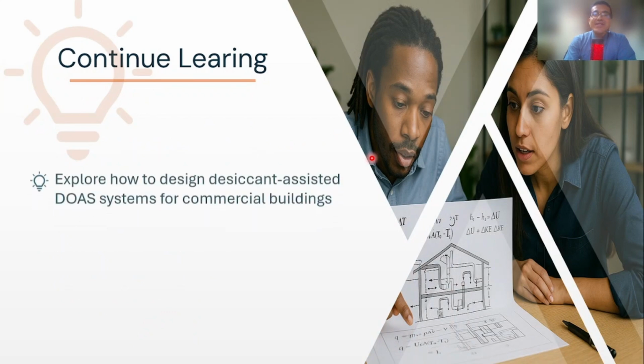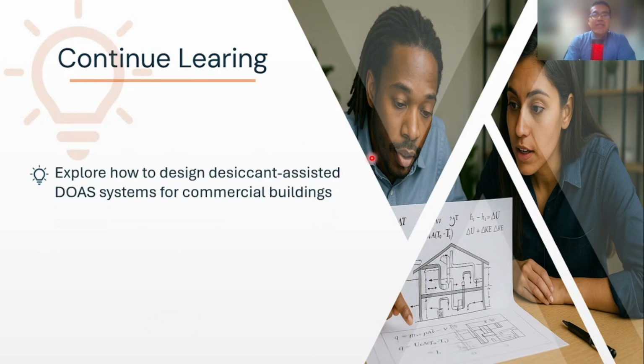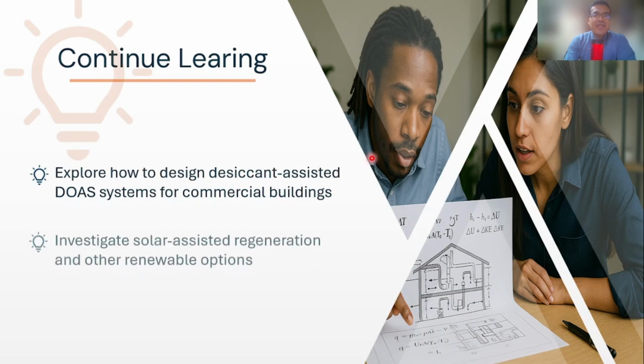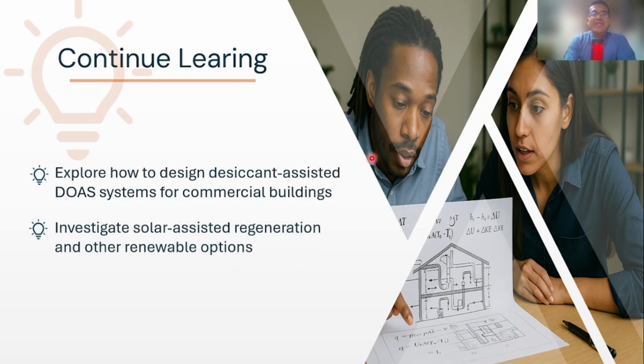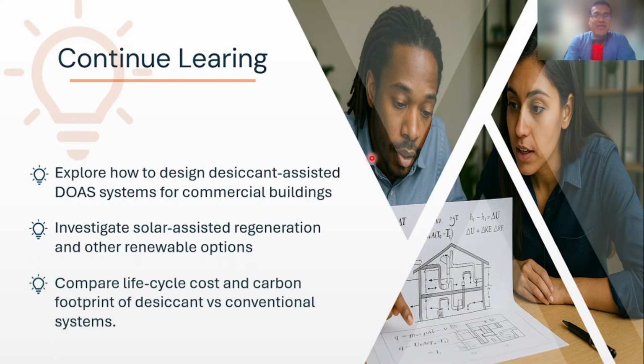If you are interested in applying desiccant technologies in your designs, explore the DOAS strategies where fresh air is handled separately from recirculated air. You can also investigate how solar or waste heat might be used to regenerate desiccants in a more sustainable way. And from a broader perspective, compare desiccant systems with conventional ones, not only in energy use, but in long-term cost and environmental impact.